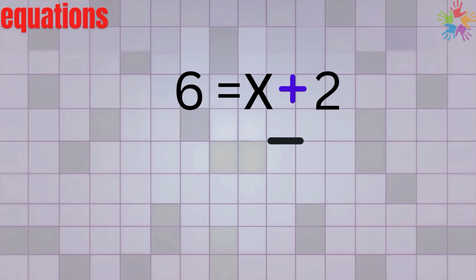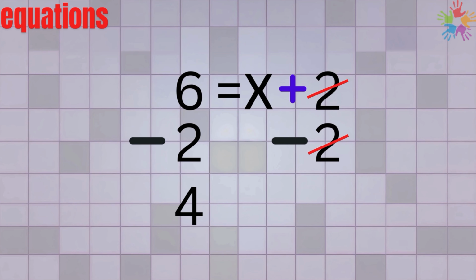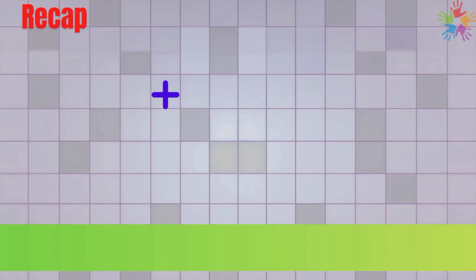We subtract 2 from both sides. 6 minus 2 equals 4. On the right side, positive 2 and negative 2 cancel out, leaving the variable by itself. And clearly, the variable equals 4. Direction does not matter. Balance does.